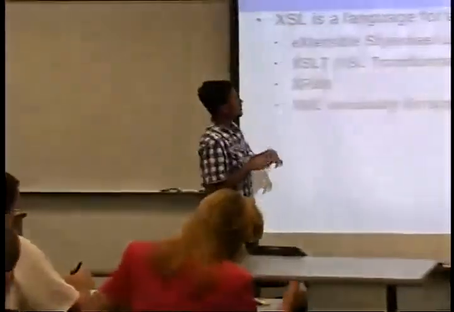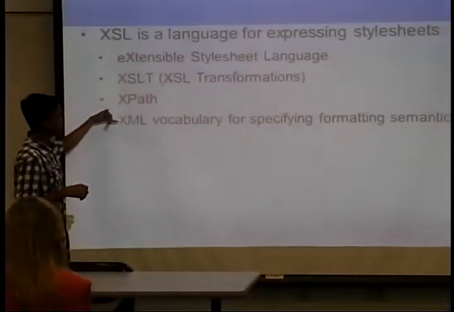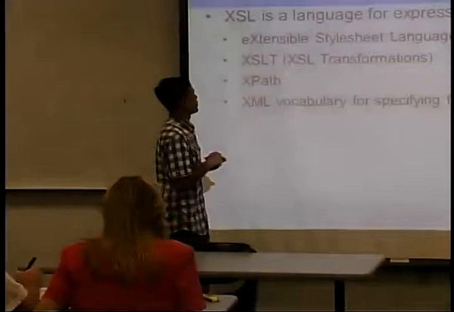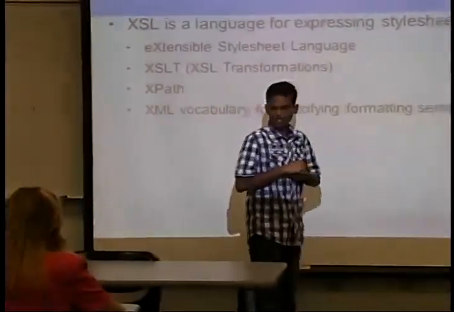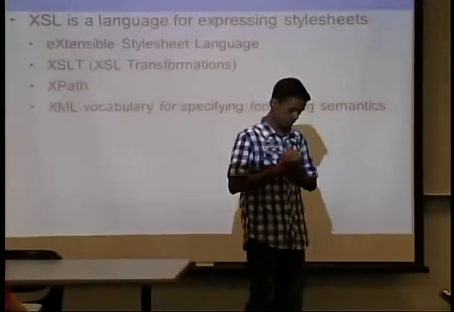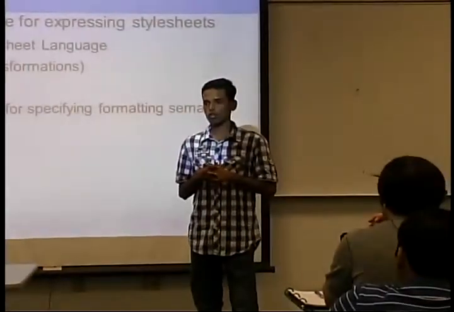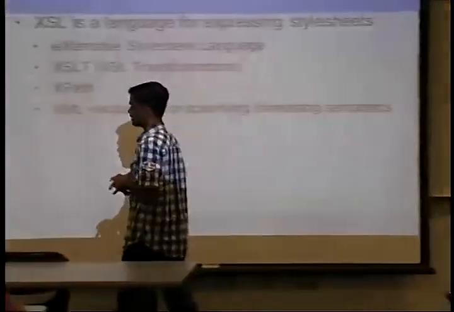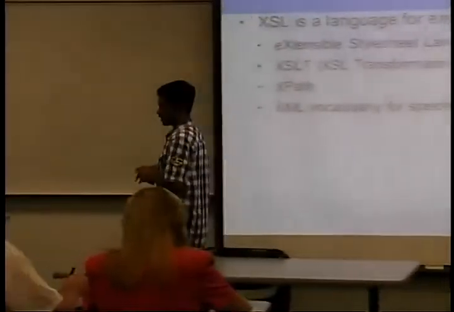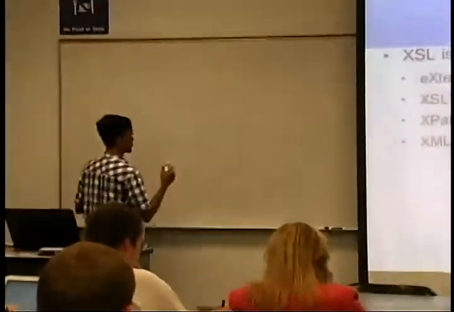So basically, XSL actually consists of XSLT, XPath, and some vocabulary. XSL stands for Extensible Style Sheet Language. Basically, we use XSL to convert an XML document to HTML format, or you can do it in other ways also.